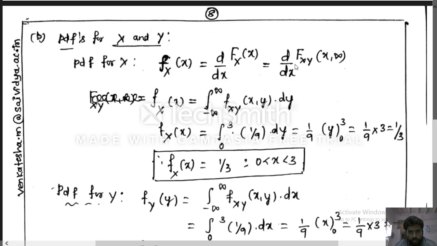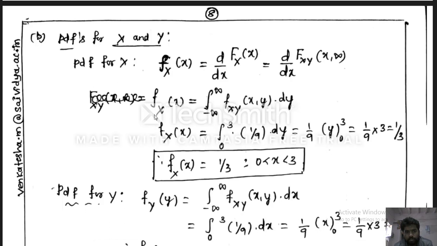Therefore if I substitute the value of f(xy) of x, infinity in terms of integrals, we are going to get the standard relation for f(x) of x in terms of the joint PDF as f(x) of x equal to the integral from minus infinity to plus infinity of f(xy) of x, y with respect to y. So this formula we can use directly to determine the individual probability density function for both random variable x as well as random variable y.